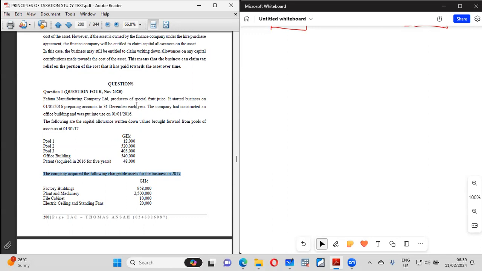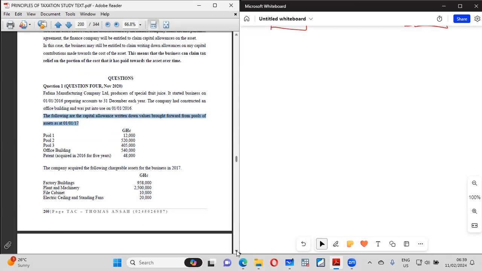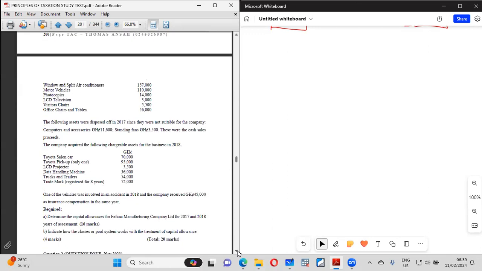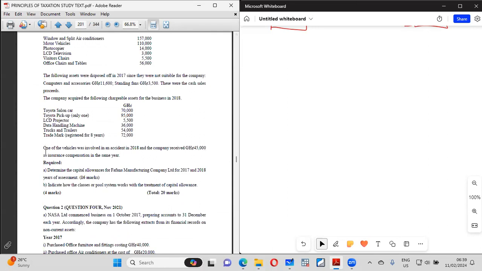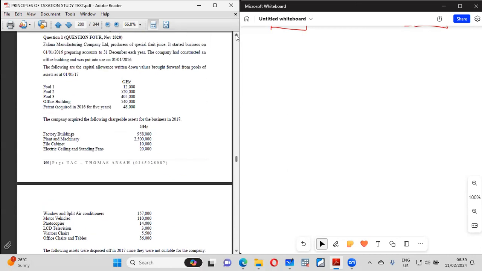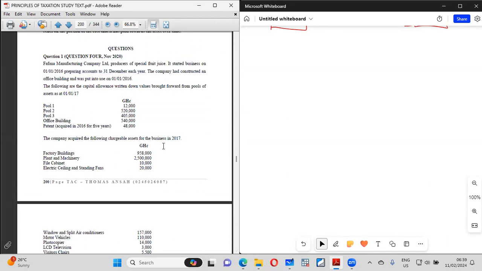Okay, so they said that they had constructed an office building and put it into use. So this is the opening balances, which means probably we will be doing for 2017. Let's look at the requirements of the question. All right, we are supposed to do for 2017 and 18, so the data above will be for those 2 years.